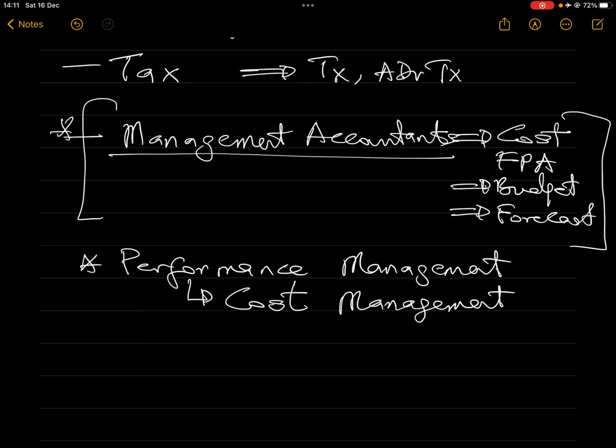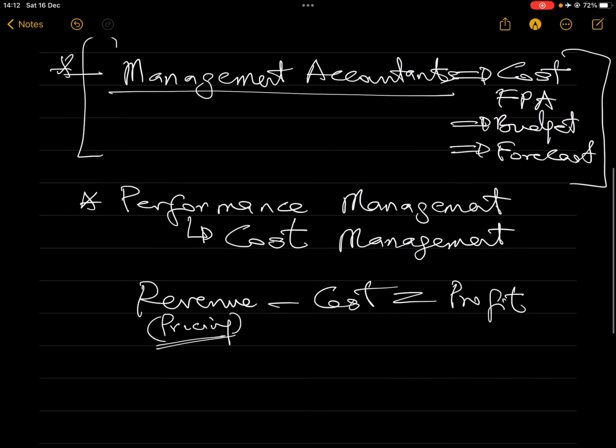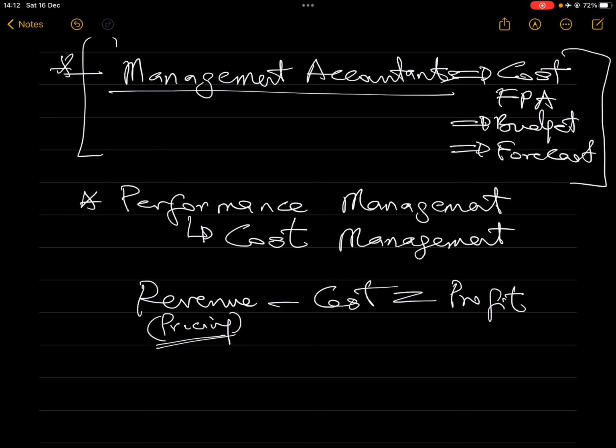And you wonder, why is cost so important? I'm sure you know that no matter how much revenue you make, if you don't control your costs properly, your profit will be nothing. So revenue minus cost equals profit. Revenue is about pricing, and sometimes the market might not allow you to charge so much. So this is somewhat outside of your control.